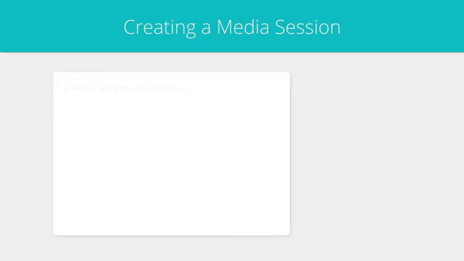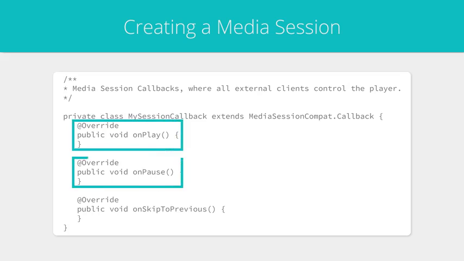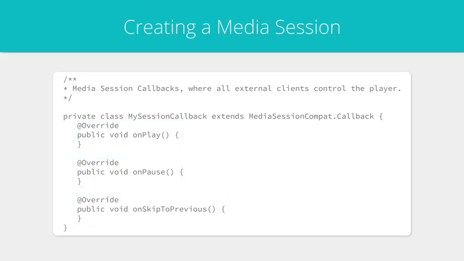Create MySessionCallback as an inner class that extends MediaSessionCompat.Callback. Override the 3 methods that correspond to the actions we want to support: onPlay, onPause, and onSkipToPrevious. These are the callbacks that all external clients will call when they perform the actions.